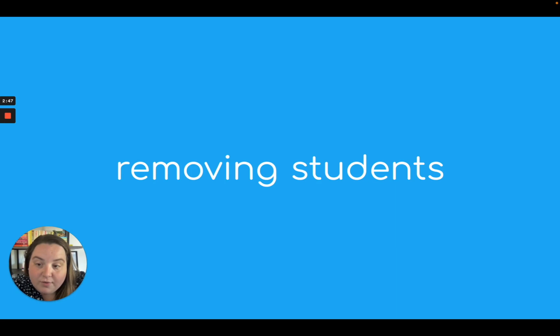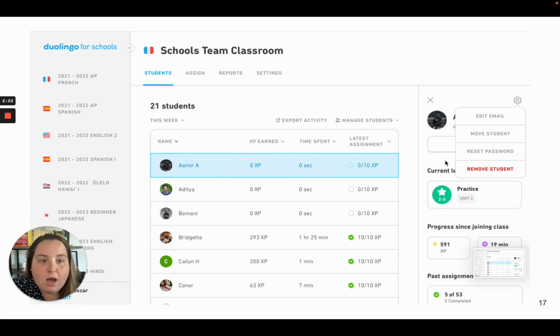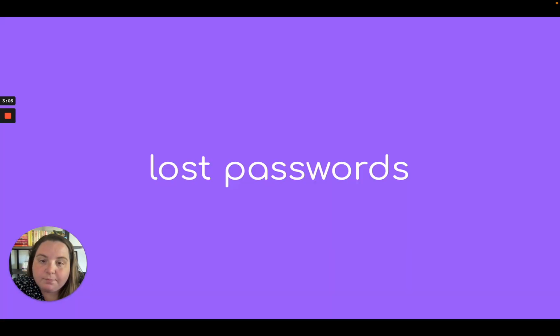If you'd like to remove students, you can do that as well. You can see here, I've clicked on Amir. And then this little gear right here and then hit Remove Student from this drop-down menu. And then he'll be removed from the class.